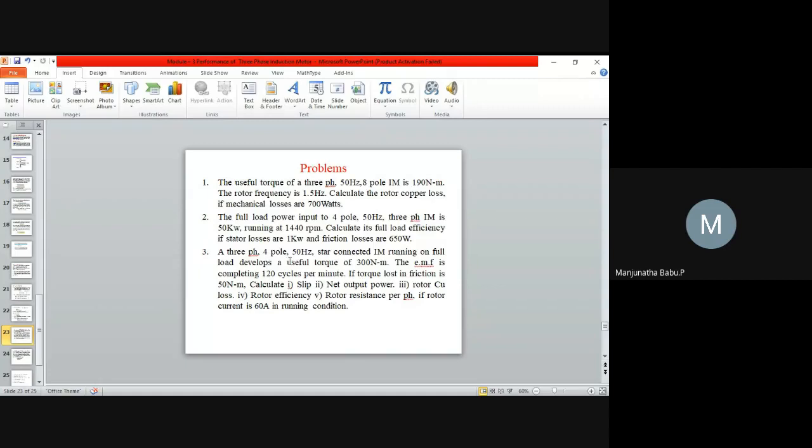A three-phase, 4-pole, 50 Hertz, star-connected induction motor running on full load develops a useful torque, that is the shaft torque, of 300 Newton meter. The EMF is completing 120 cycles per minute. If torque lost in friction is 50 Newton meter, calculate slip, net output power, rotor copper loss, rotor efficiency, and rotor resistance per phase if rotor current is 60 amps in running condition. So note these details.